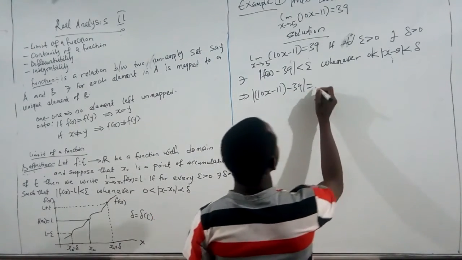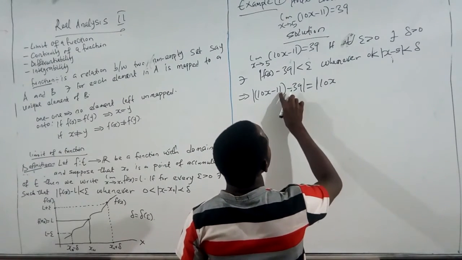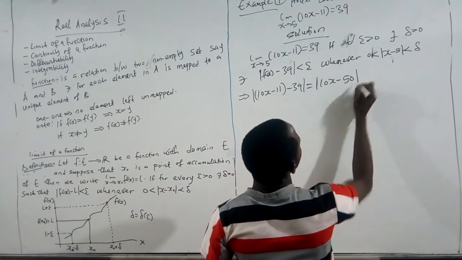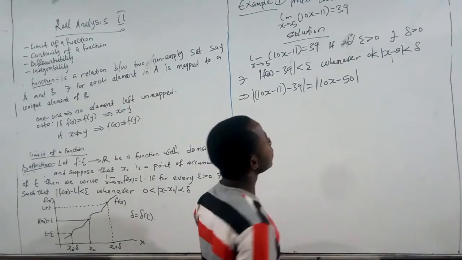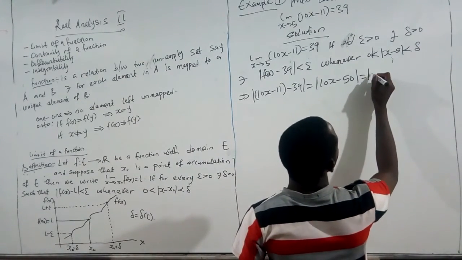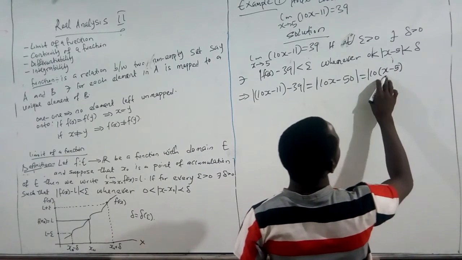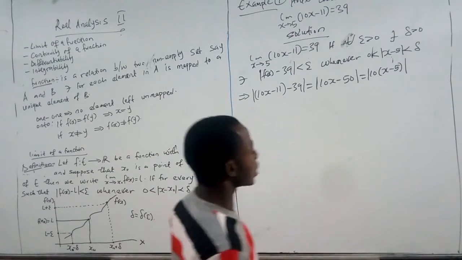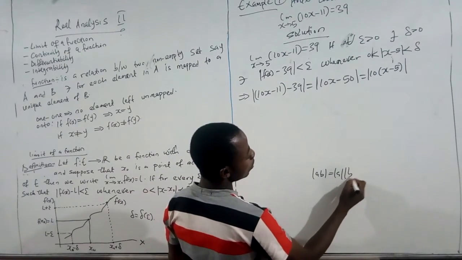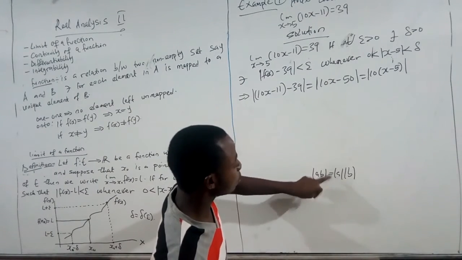So this is equal to the absolute value of 10x minus 11 minus 39, and this will give us minus 50, and we can factor the common factor out. The common factor here is 10. So this is equal to the absolute value of 10 into x minus 5. Remember, the absolute value of AB is equal to the absolute value of A times the absolute value of B. You can just split this without any changes to the inequality.